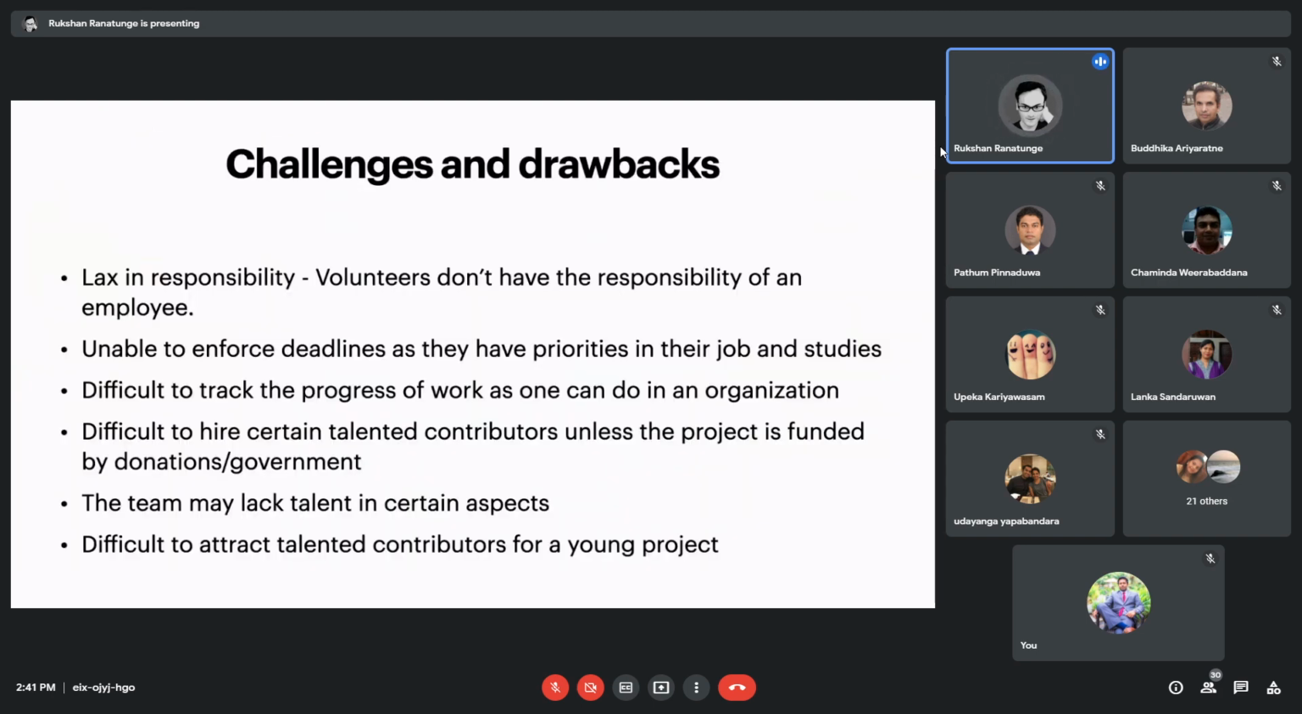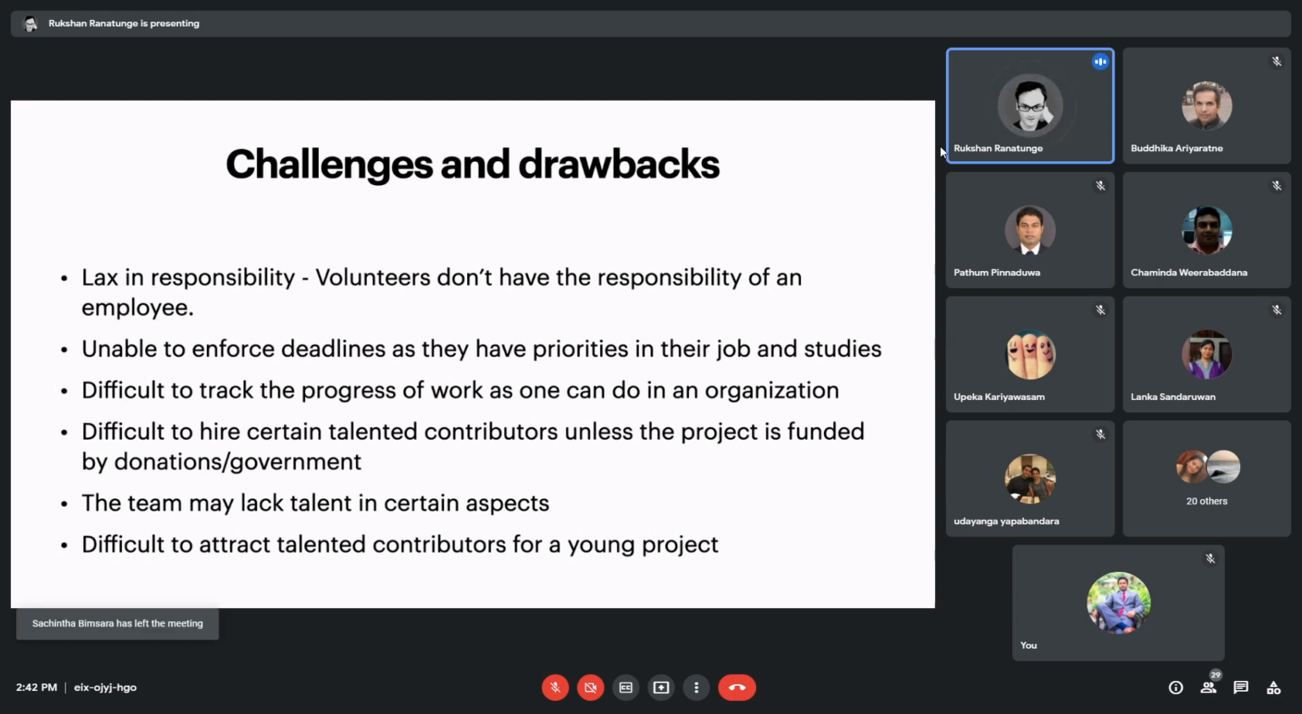And when it comes to challenges that we face, these challenges may be there for any open source project. One is that there's very lax responsibility. We have volunteers, we don't have employees. So we can't enforce deadlines on them to do a specific task. Because they are not paid to do it, and they have their own priorities like studies and jobs, they are contributing to the project when they have free time. Because of that, they don't carry the responsibility of an employee.